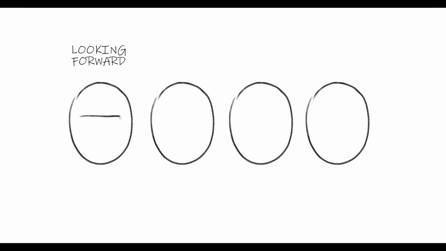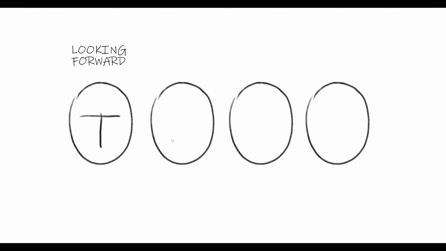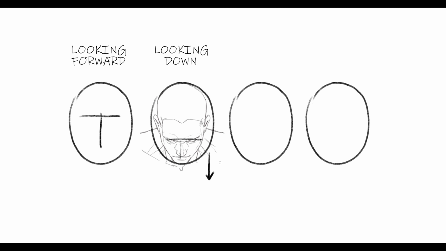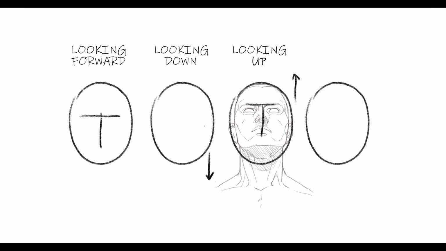Place the brow line just a little above the horizontal center of the head. Then draw a vertical line that's about half the size of the head in length from the brow. This represents the character's nose. If our character's looking down, we need to shift the brow line down past the halfway. If our character's looking up, we need to do the opposite and shift the brow line and vertical line up.